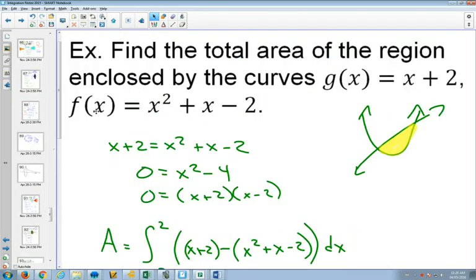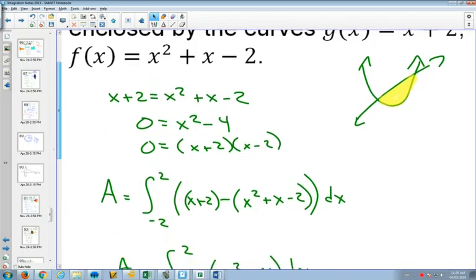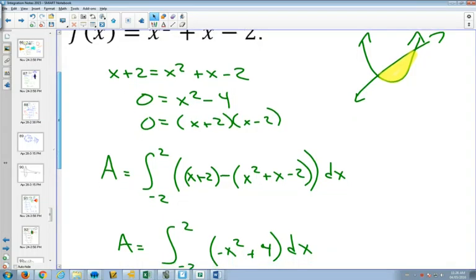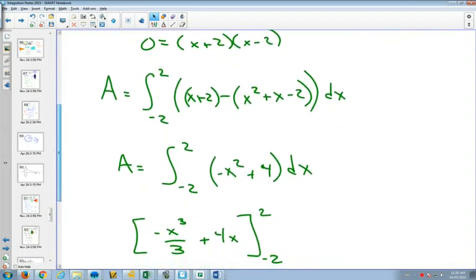All right, here I'll put it up so you can check how you did. Find the line's going to be on the top again. Finding the intersection points will be -2 and 2.